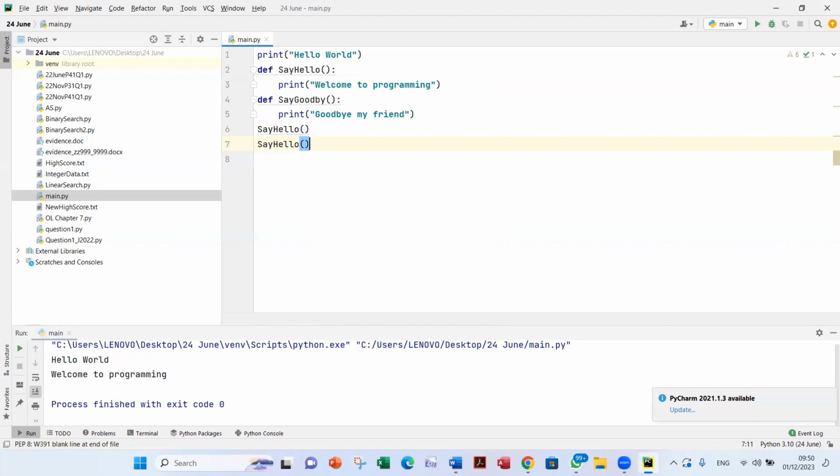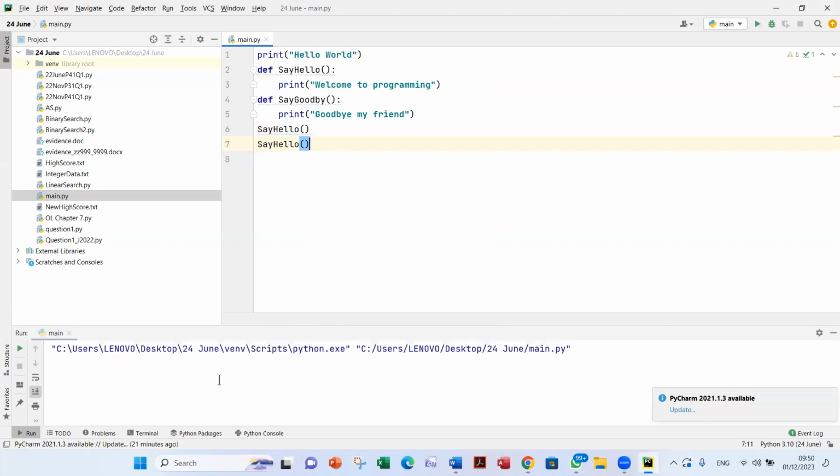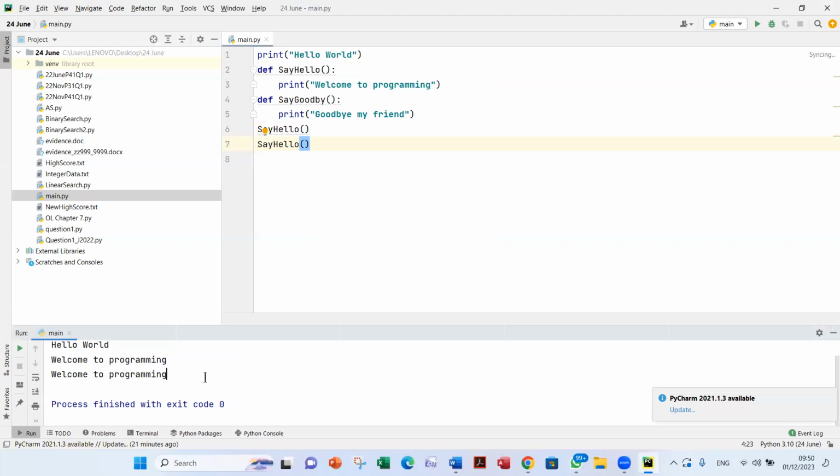And this is the benefit of using modules. You may call them several times. As you can see, welcome to programming is called twice, but say goodbye is not called. Let us call it once.